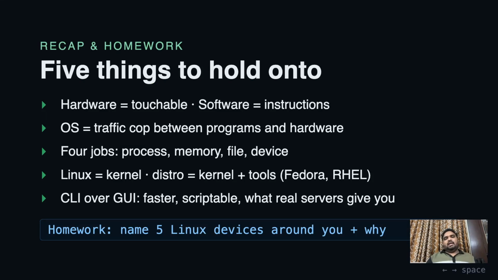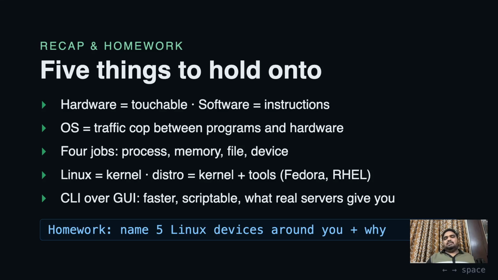So let's do a recap, and let's have a homework too. Let's land it. Five things to hold on to. One, hardware is what you can touch. Software is the instructions that drive it. Two, the operating system is the traffic cop between your programs and the hardware. Three, its four jobs are process, memory, file, and device management.